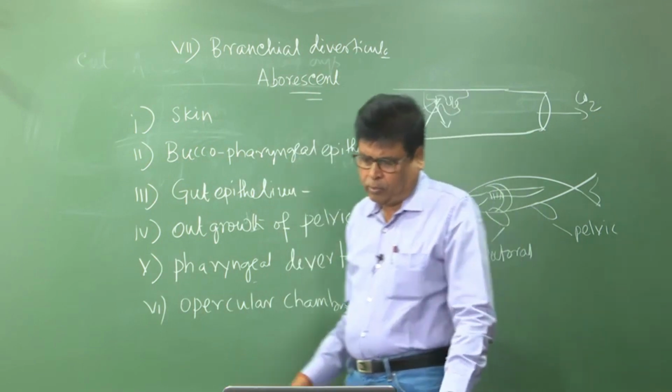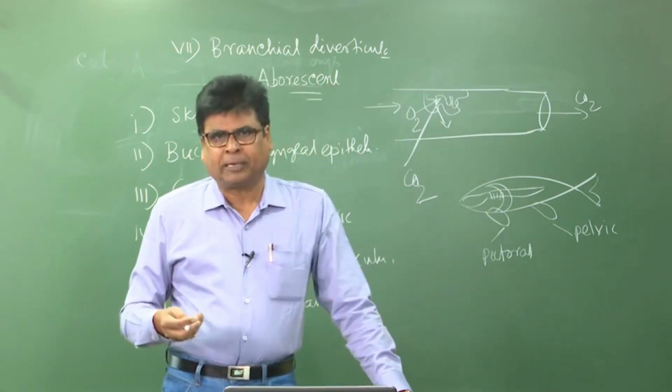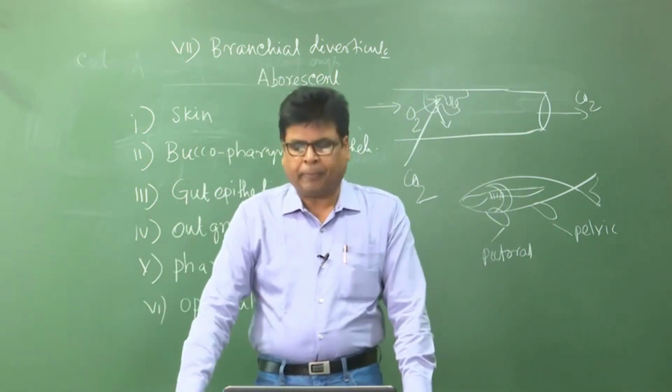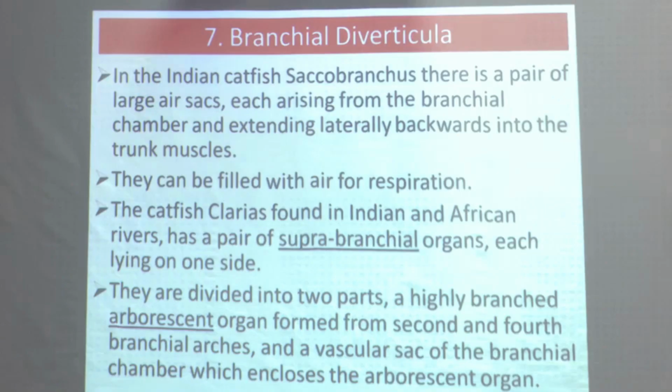So, in the case of the catfish, for example Clarias, what happens? They have a pair of suprabranchial organs, each lying on one side. Again, the organ is divided into two parts: one, a highly branched arborescent organ formed from the second and fourth branchial arches, and a vascular sac of the branchial chamber which encloses the arborescent organ. Okay. So, this is the structure.